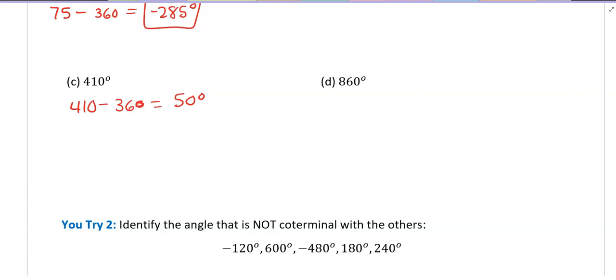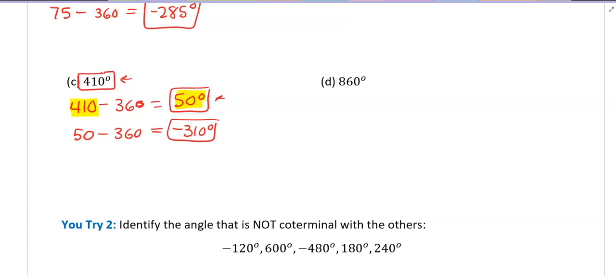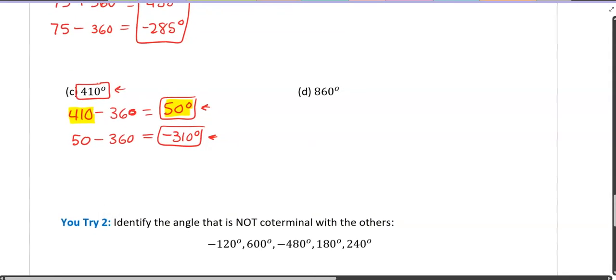So one thing we can do is, since 50 and 410 are the exact same angle, I'm going to use the number 50 now and subtract 360 from it. And when I do that, I get negative 310. So there we are. There are 3 angles, the 410, the original 50 degrees, and the negative 310, that are all going to be coterminal with each other. They look the same, but will have different measures.